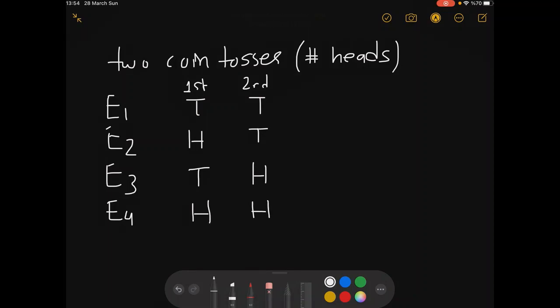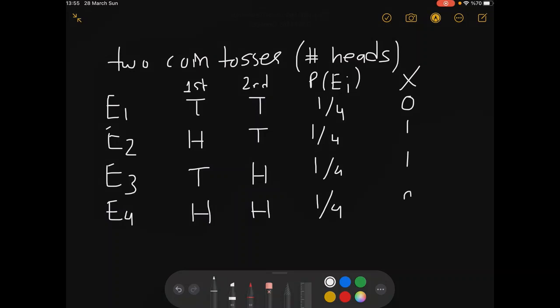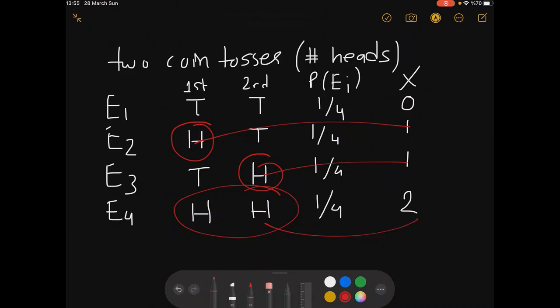So their corresponding probabilities here would be given like 1/4, 1/4, 1/4, and 1/4, not surprisingly, right? And your random variable X will take the corresponding values, which means that you just count the number of heads here, that's it, and that's how you create this table.